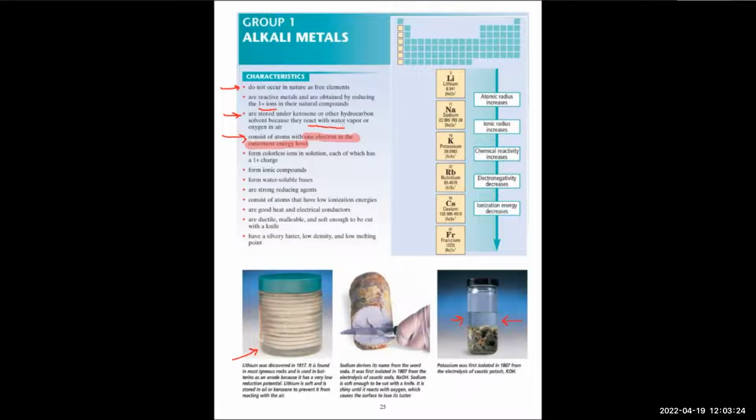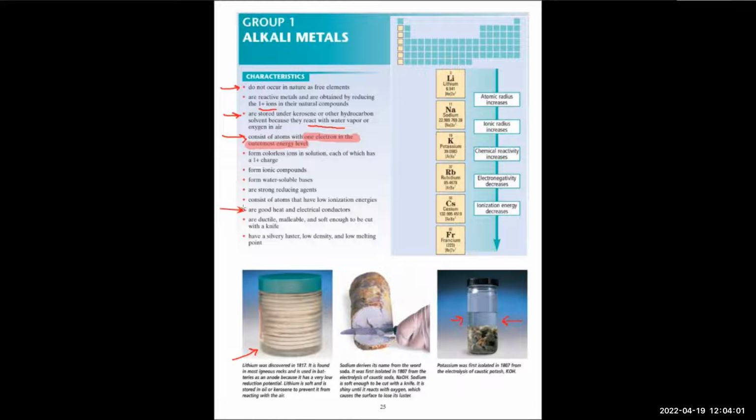Other characteristics: they form colorless ions, which have a 1 plus charge. That's why they are 1 plus ions. They form ionic compounds. You will see what an ionic compound is in a few days. They form soluble bases. They are strong reducing agents. You're going to see this topic in 11th grade. And they consist of atoms that have low ionization energies. They are good heat and electrical conductors, like all the metals are.